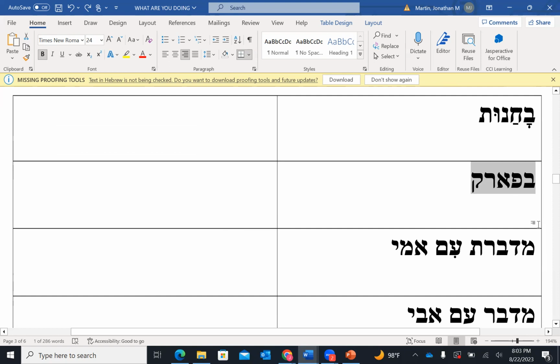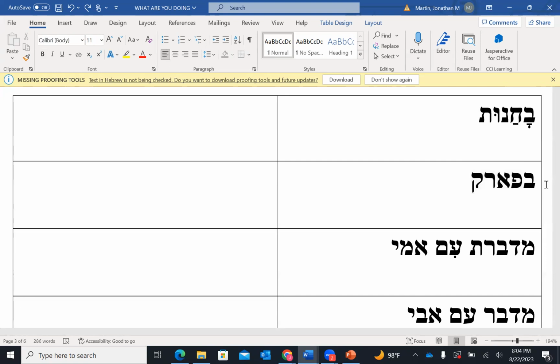Park. So we have pay, aleph, resh, and then kaf. Park, in the park. Some words just don't translate to Hebrew. They're just English sounding words. The park, in the park.